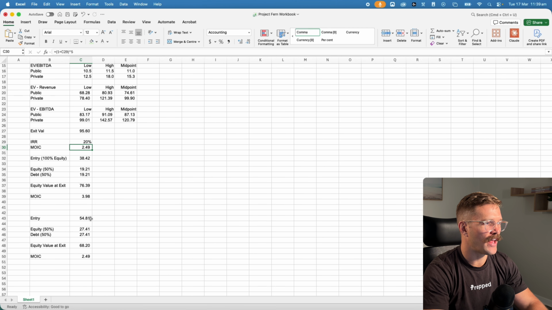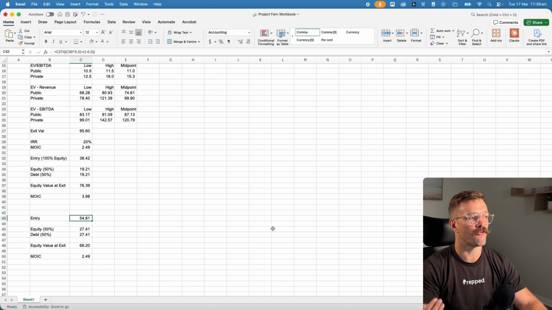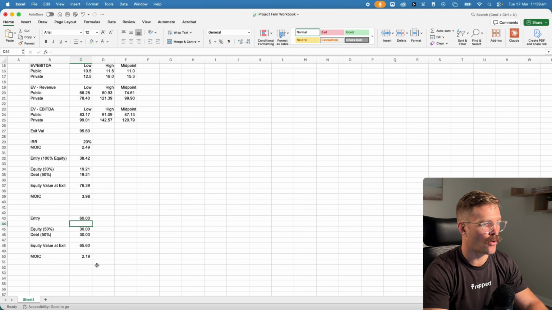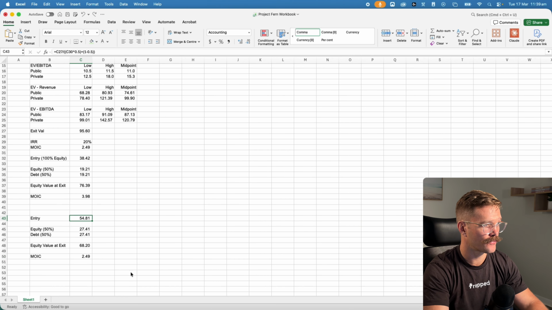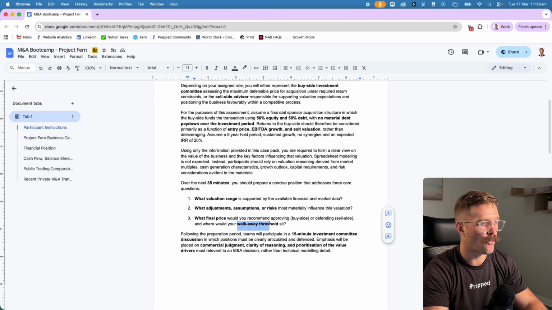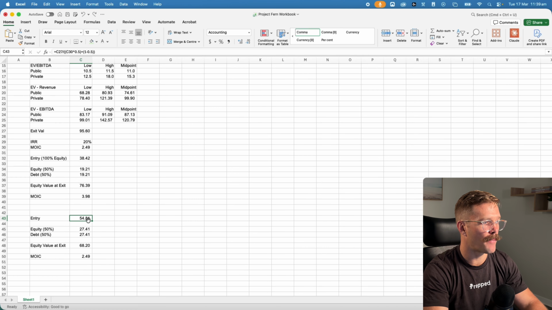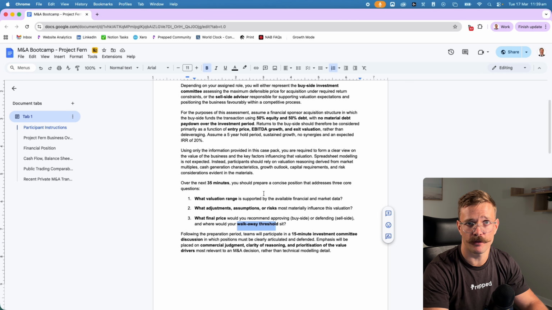So we've got our entry price here is 54.81. Anything above that entry price, so if we just go 60, it drops us below what we need as our multiple on invested capital. So that's our walkaway value. When we go back here, our walkaway threshold is if it is above that 54.81, we are walking away from the investment.